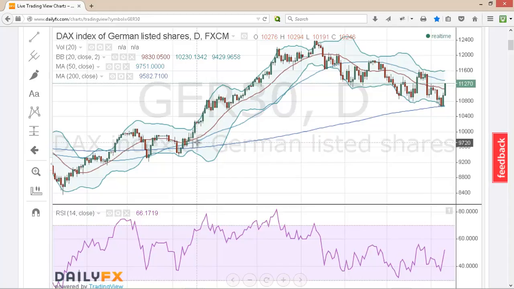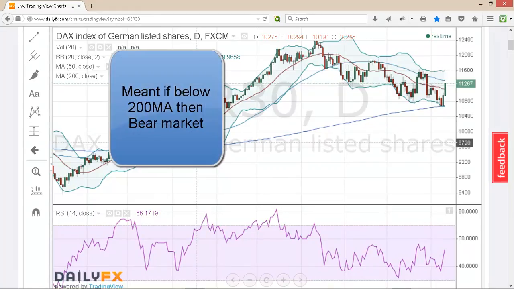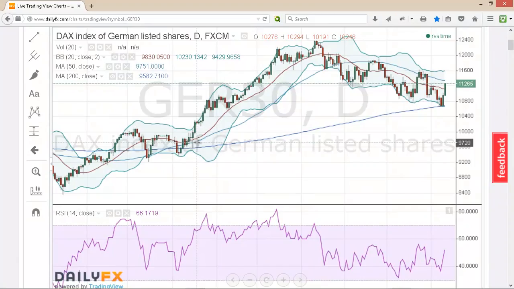If it breaks below the 200-day moving average, then it's a bear market. It's a crash. Things are bad. You could also use if the market falls by 20% from its top as the key level, because that is another key level. It's rare the market falls more than 20%. If it does, then things are bad.